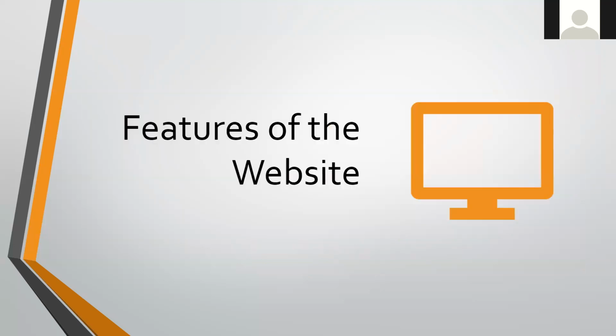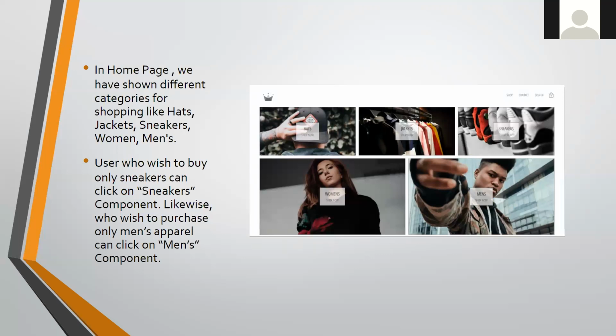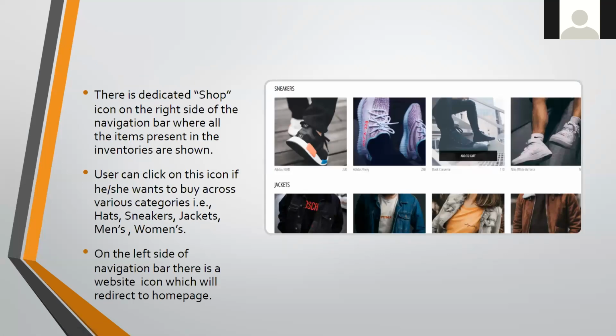So what are the features of the website? In the home page we have shown the different categories for shopping like hats, jackets, sneakers, women and men. A user who wishes to buy only sneakers can click on the sneaker component. There is a dedicated shop icon on the right side of the navigation bar where all the items present in the inventory are shown. The user can click on this icon if he or she wants to buy across various categories, that is hats, sneakers, jackets, men's and women's. On the left side of the navigation bar, there is a website icon which will redirect to the home page.